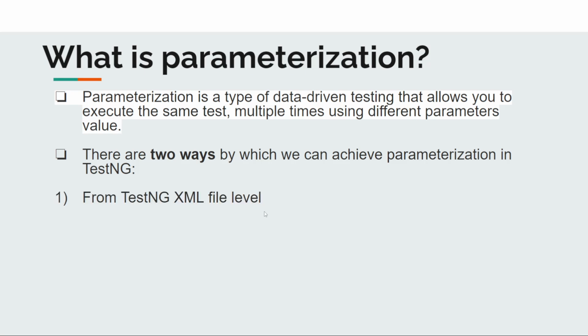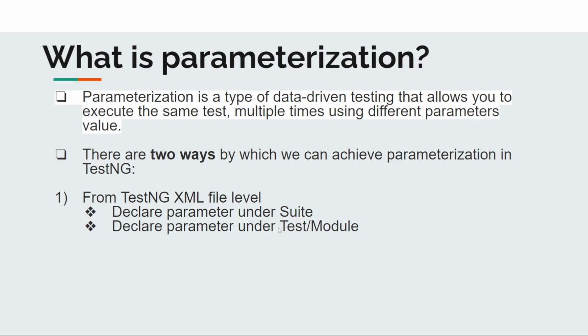Number one, from the TestNG XML file level. We have seen the TestNG XML file in our previous lectures. There is a TestNG XML file created, and we can execute all of our test cases from the TestNG XML file. So we can declare our parameterization at the TestNG XML file level. And here is where to declare it in the TestNG XML file: we can declare under our suite level, or we can declare under test module level.